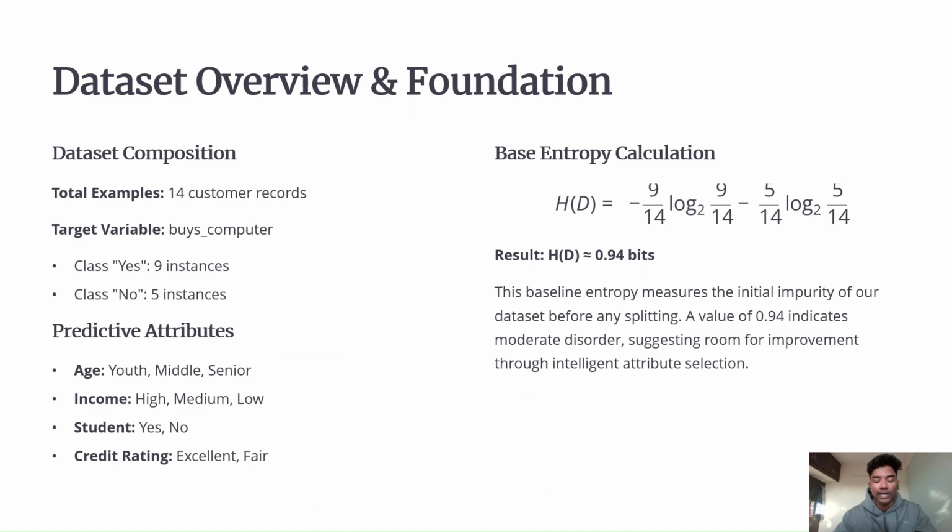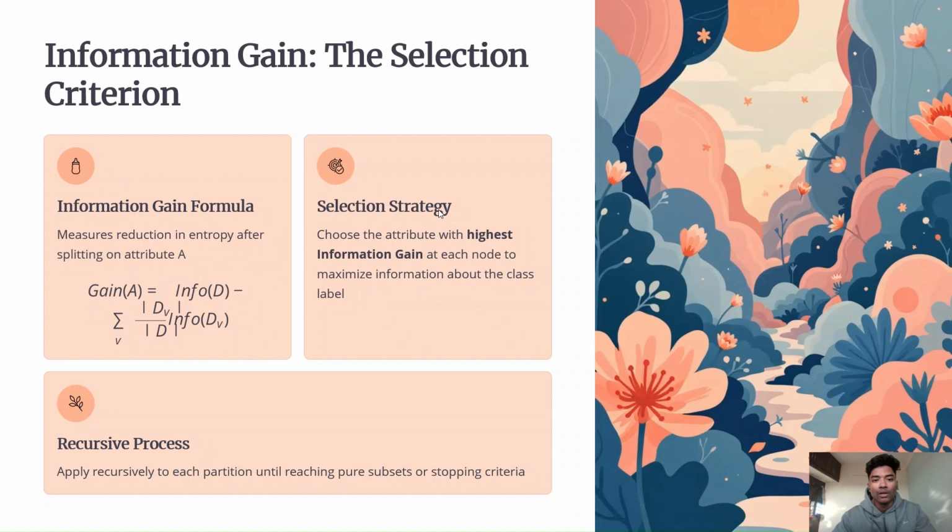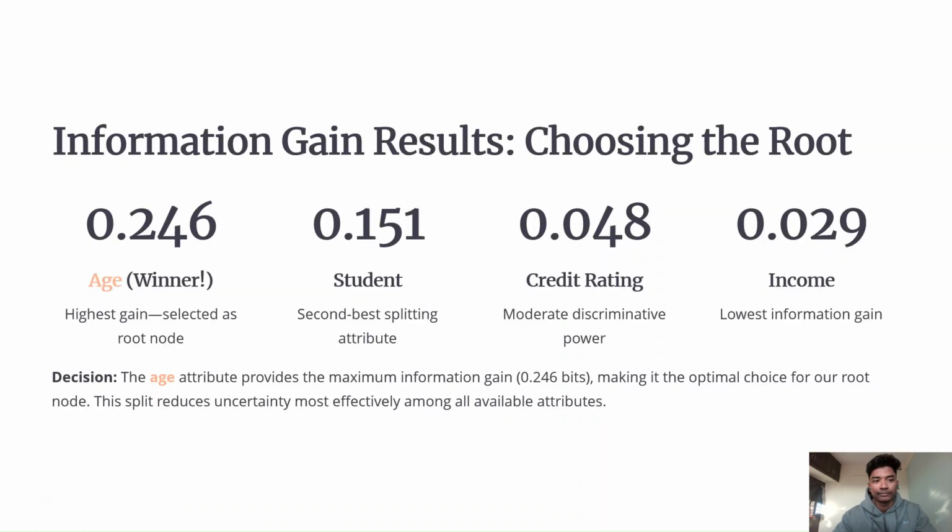Now let's talk about information gain, how we can select the best attribute. ID3 uses information gain to decide which attribute gives the most helpful split. Higher information gain means a better attribute for splitting. The process is repeated until we reach pure subsets or no more useful splits. So the goal is simple: reduce entropy as much as possible at every step. Let's see the information gain results.